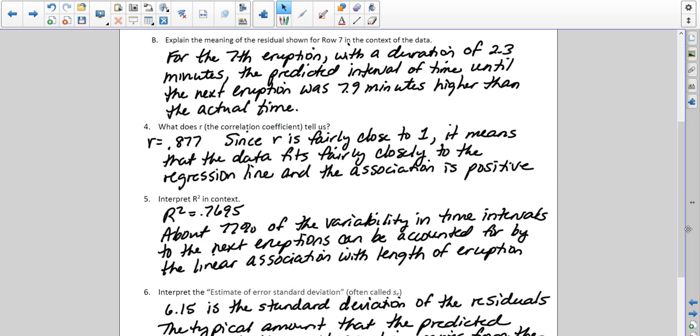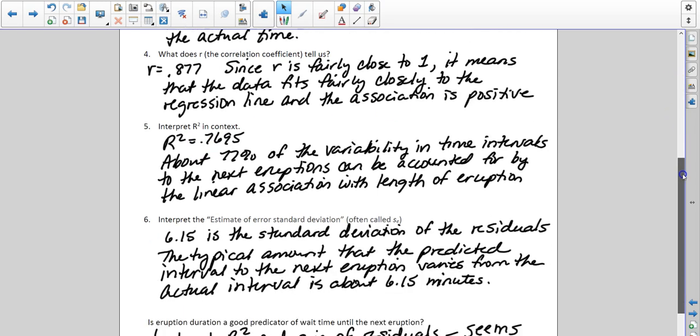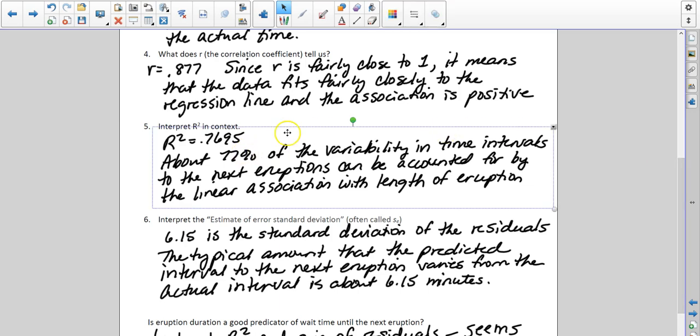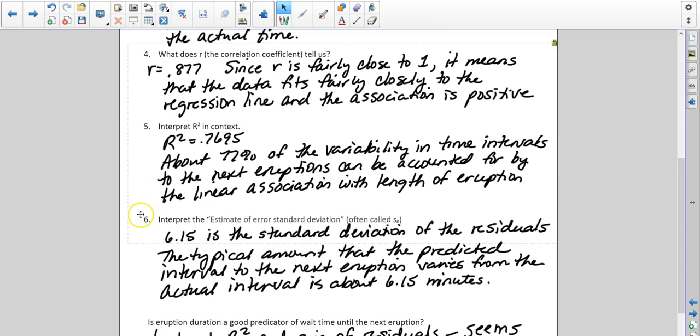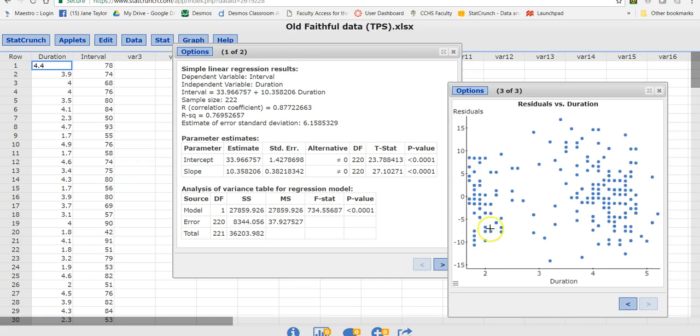Interpreting R squared, well, R squared is the square of R. So if we took 0.877 and squared it, we get 0.7695. But you don't interpret it the same way. The interpretation of R squared is that about 77% of the variability in the time intervals, that's the variability in Y, variability in the time intervals to the next eruptions, can be accounted for by its linear association with the length of the eruption.